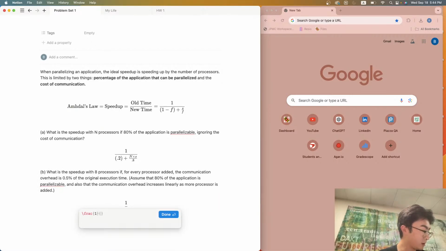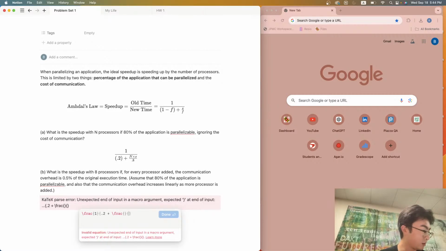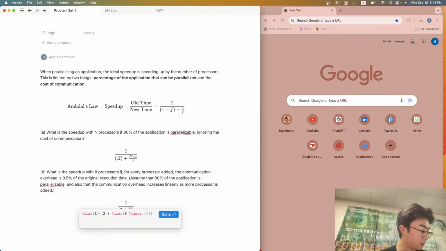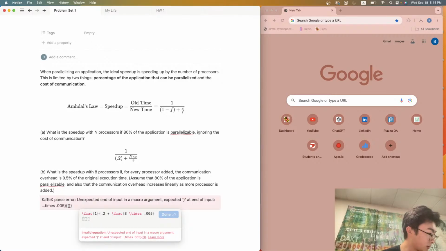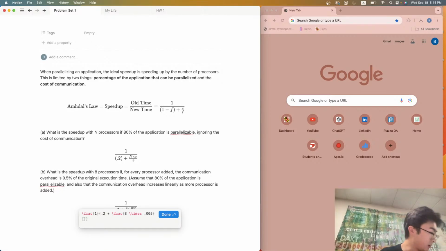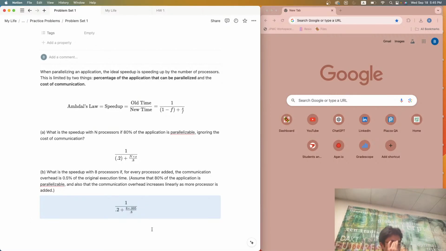So 1, we have 0.2 plus, in this case, 8 times 0.005, right? So that'll be, oh, no, we want, and I think it'll be 0.8. Alright, so let's think about what this actually gives you. In this case we have 1 here. If we divide it by a decimal, then this is a gross. So the speed up would be greater than 1.